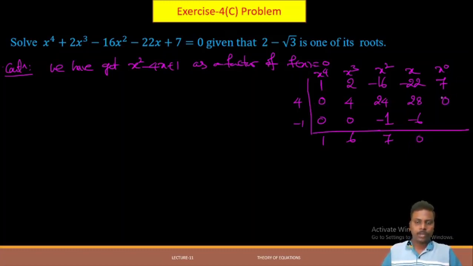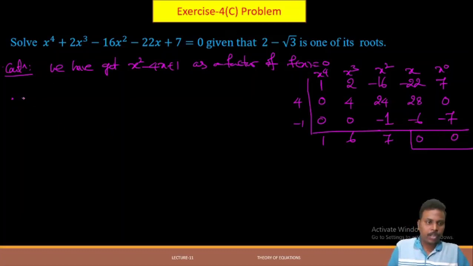So this is anyway 0. Minus 1 into 7 is -7, that becomes 0. So we have got the remainder as 0, so it is a factor of it. Therefore this f of x can be written as x square minus 4x plus 1 into x square plus 6x plus 7.